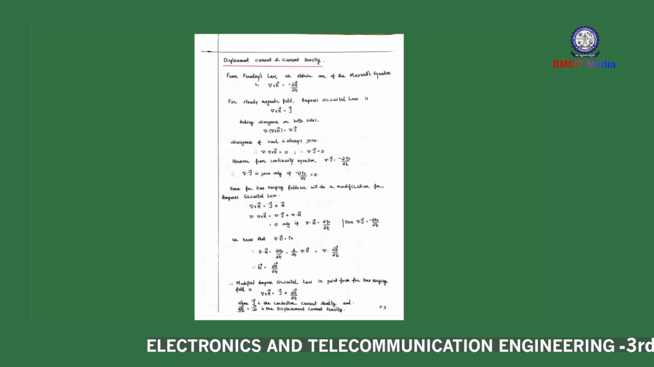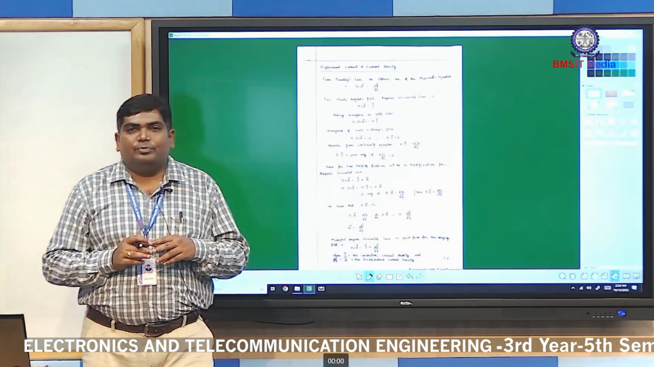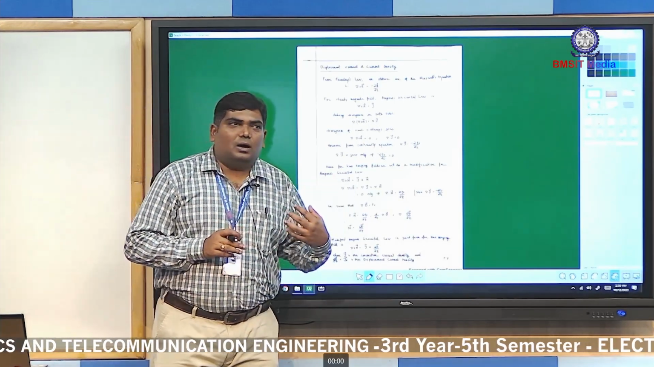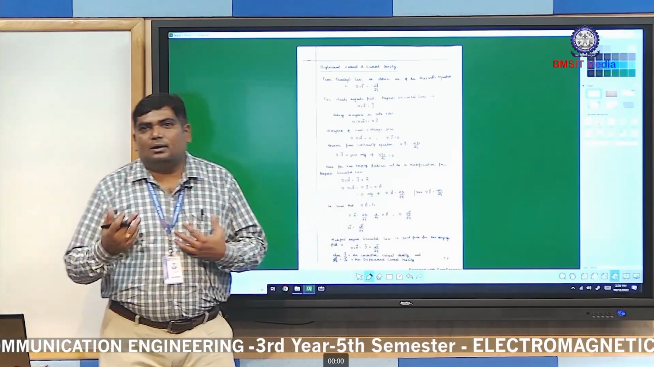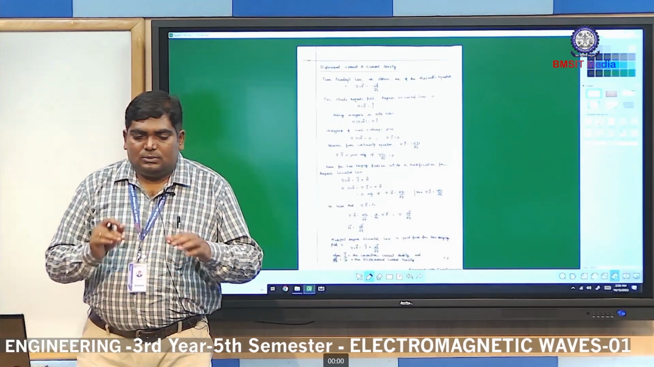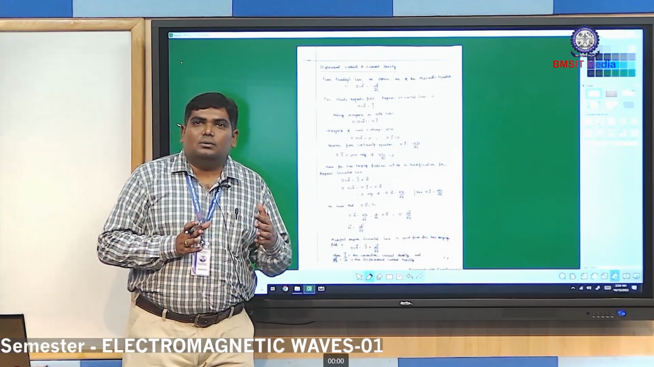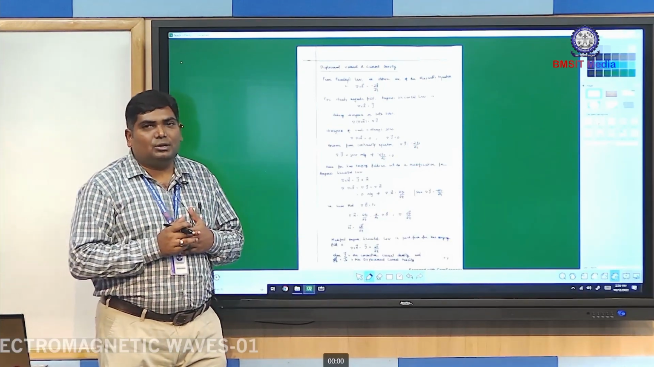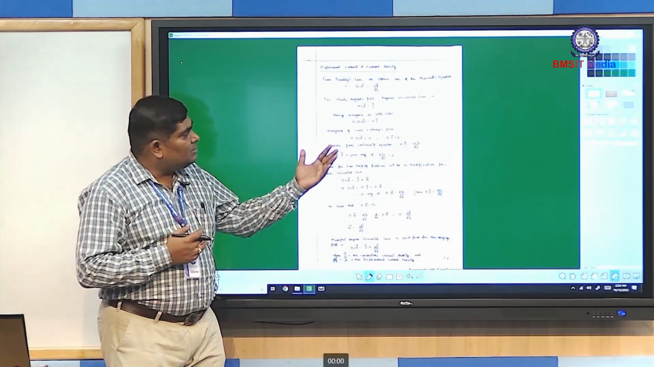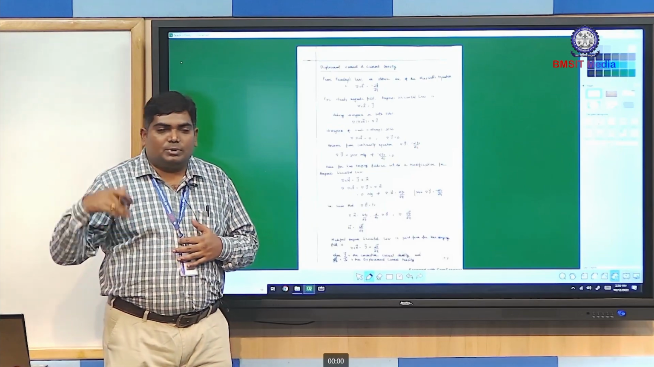Now we have discussed two types of EMF. First is how the induced EMF you will get from the contribution of a variation of flux with respect to time, that is, variable flux with respect to time.